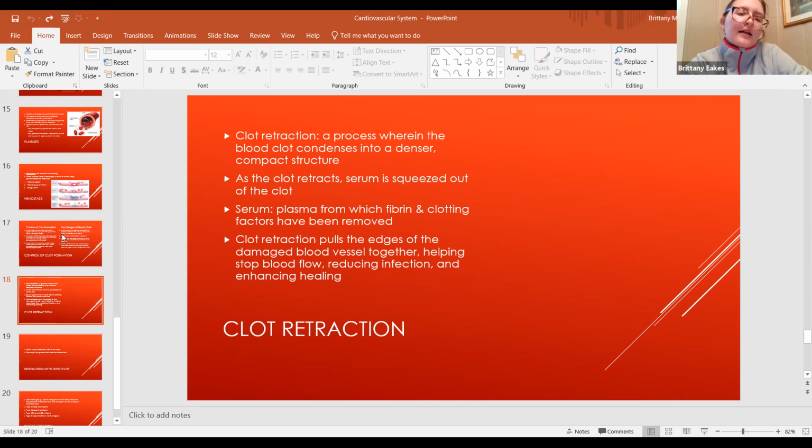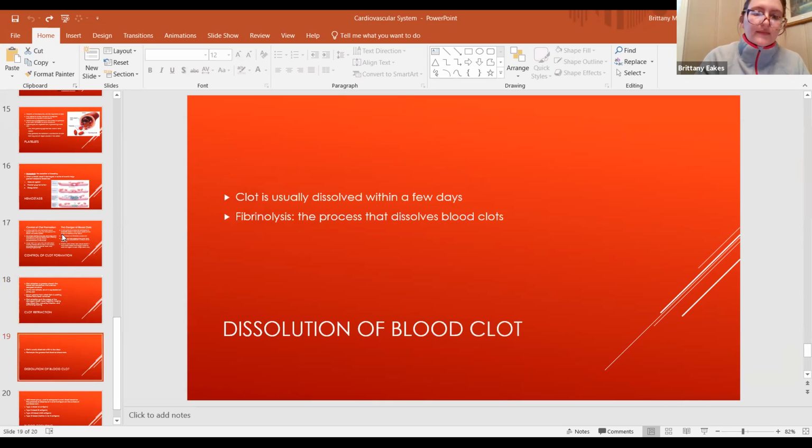So clot retraction is a process where the blood condenses into a denser, more compact structure. And as it retracts, serum is squeezed out of the clot. Serum is that plasma which fibrin and clotting factors have been removed. The clot retraction pulls the edges of the damaged blood vessel together, stops the blood flow, reduces infection, and enhances healing. Eventually, within a few days, that blood clot will dissolve. And the process that dissolves blood clots is fibrinolysis.